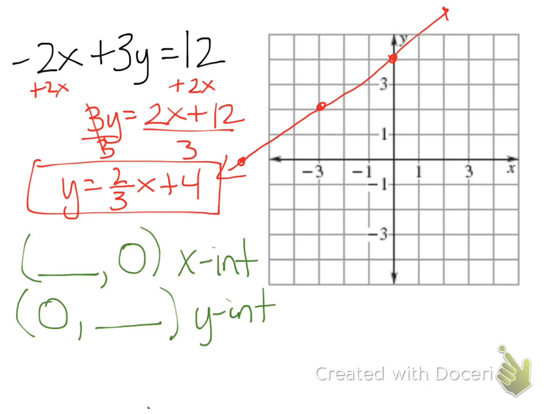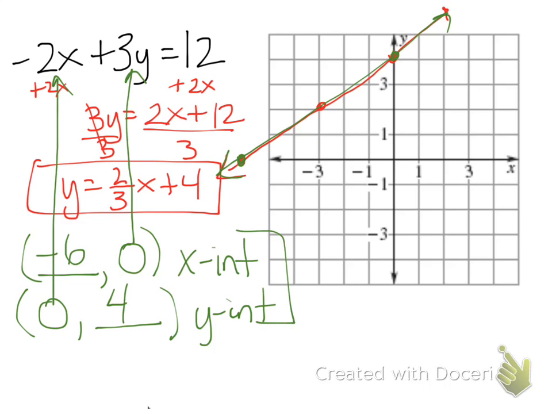So if we were to plug 0 in for the y and solve this for x, we would get negative 6. And if we were to plug 0 in for the x another time and solve this for y, we would get y is 4. And if we look at those, 1, 2, 3, 4, 5, we have our negative 6, 0, and our 0, 4, and we would graph the same line. So this is another way you could graph a line if it's given to you in standard form.